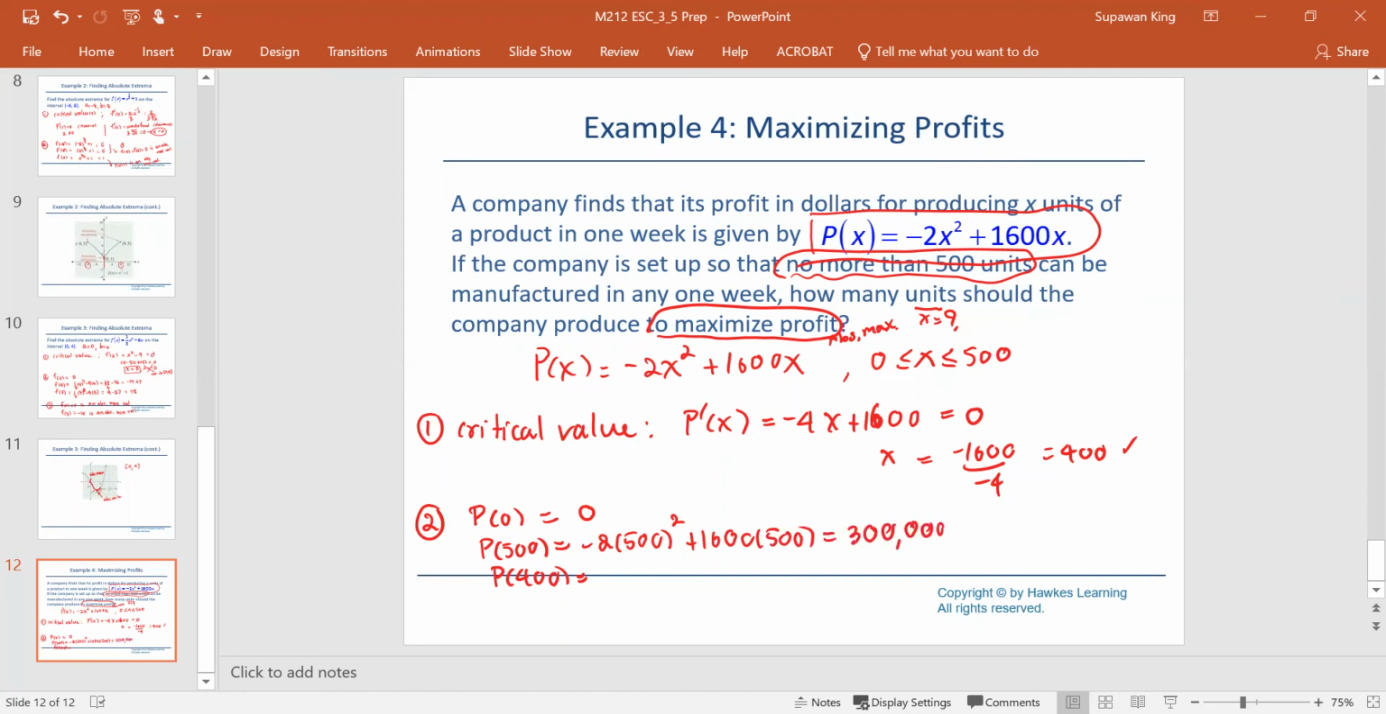300,000. For P at 400, negative 2 times 400 squared plus 1600 multiplied by 400 equals 320,000. As you see, the absolute maximum occurs at x equals 400.